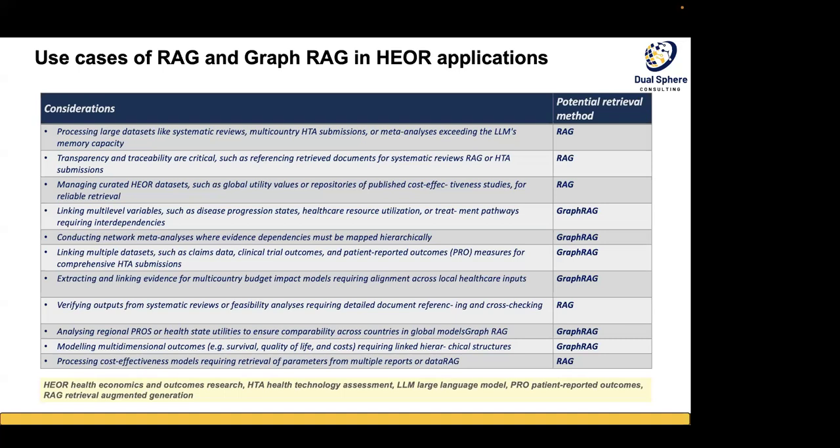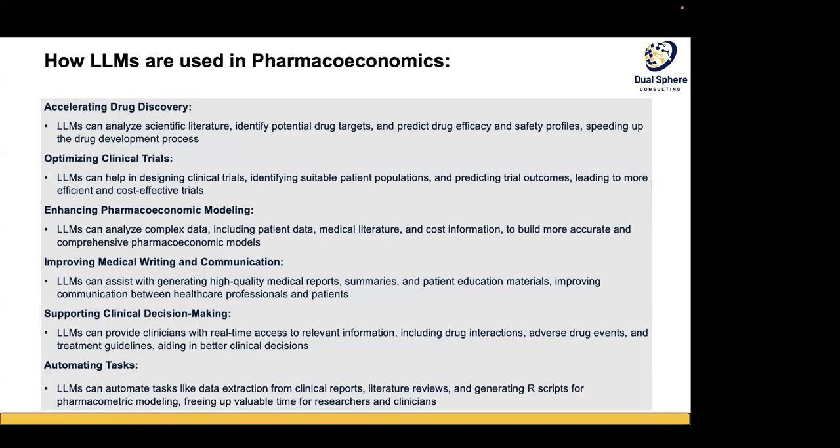Managing large data sets, managing multi-level variables where you have to deal with so many variables at a single point in time, can be disease progression states, resource utilization, treatment pathways, etc. Conducting meta-analysis, managing data sets like claims data, clinical trials, PROs, verifying outputs from systematic reviews for feasibility, analyzing PROs or health state utilities, right? Modeling multidimensional outcomes, processing cost-effectiveness models. Can we use RAG and give it to the client directly? Answer is no. We will look into it, as I have promised, in the upcoming slide.